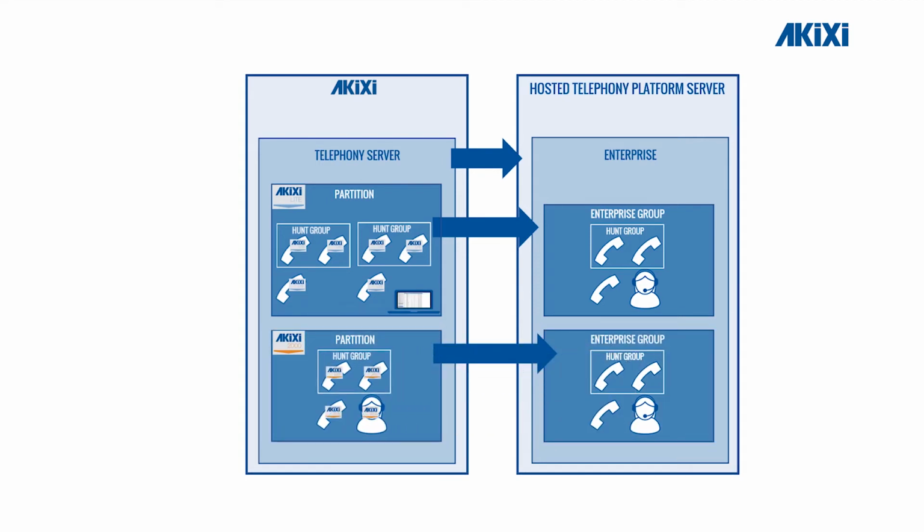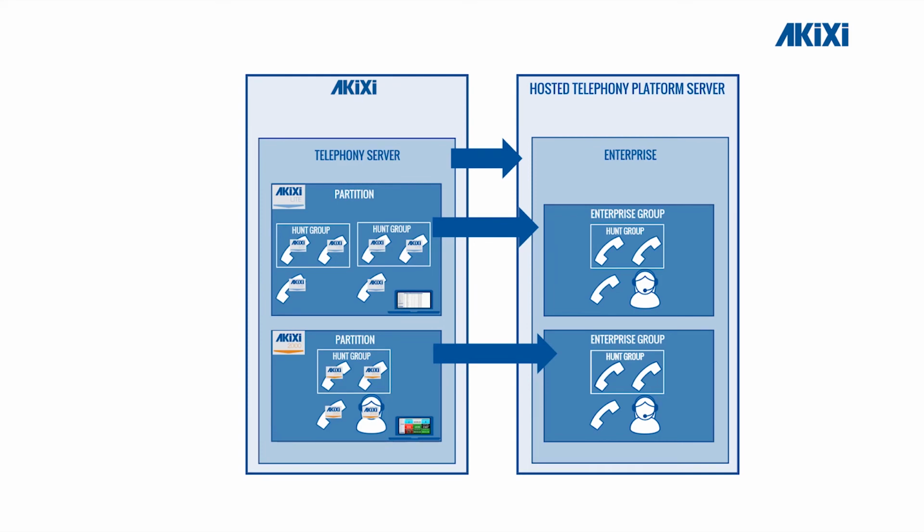The thing to bear in mind for this configuration is for each partition that a device is being monitored on, it will require a subscription for that partition. So for example, all the devices on the bottom enterprise group are being monitored on the Akixi Lite partition as well as the Akixi 2000 partition, which means each device will require 2 subscriptions, one Lite and one 2000.